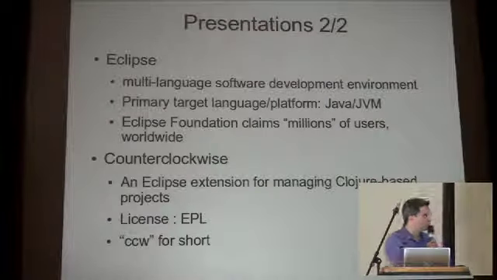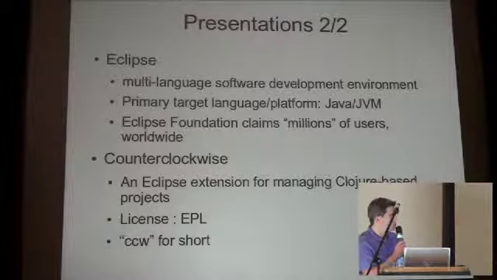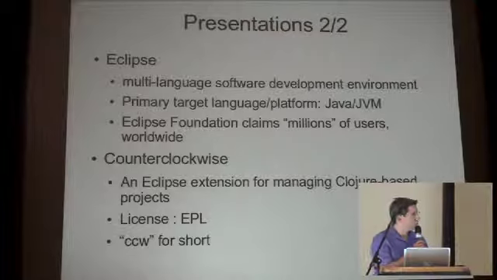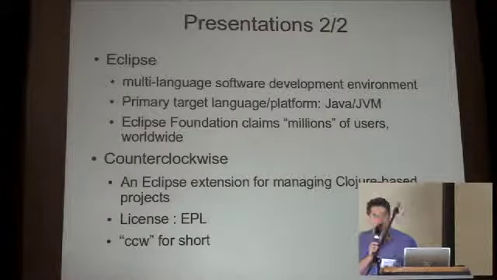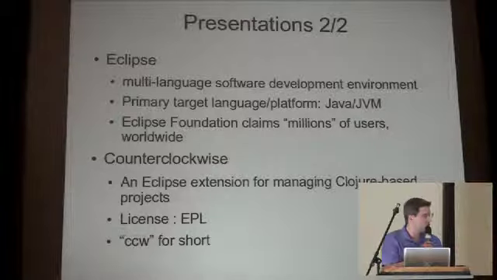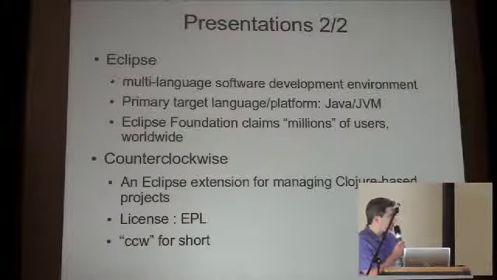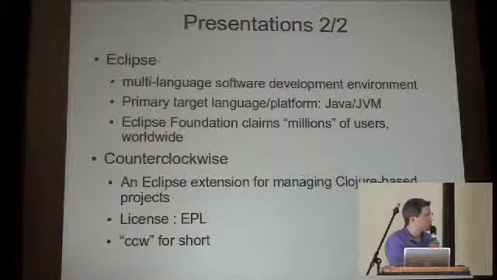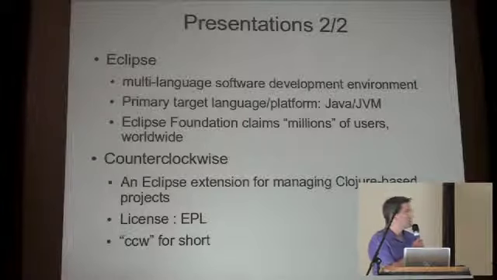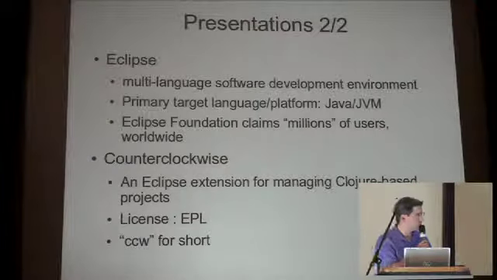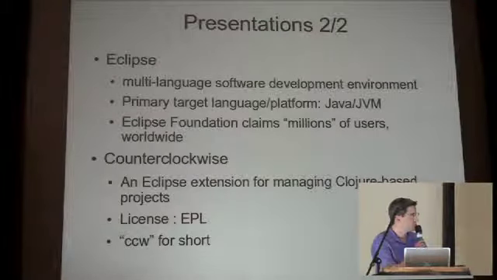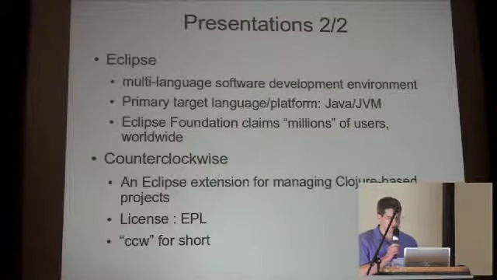So Eclipse is a multi-language software development environment. It's graphical. Its primary target has been Java and the JVM. And Eclipse Foundation is claiming having millions of users. I was one of these users, and so I decided to try to do something for Clojure in Eclipse. Counterclockwise is an Eclipse extension. It's licensed under the APL, and sometimes it's written CCW for short, but I will say just Counterclockwise because telling CCW is not shorter.